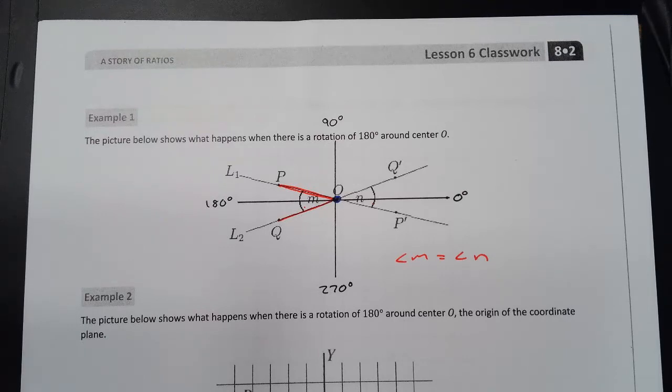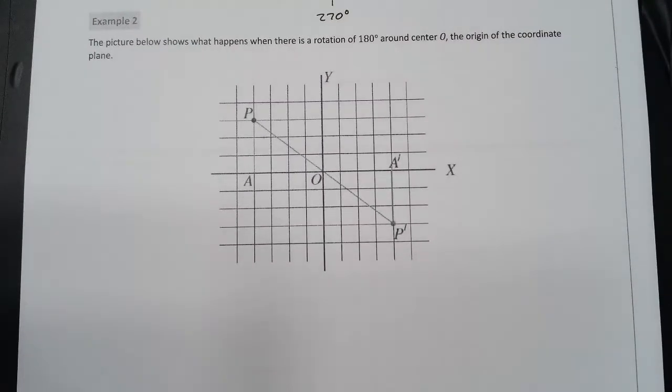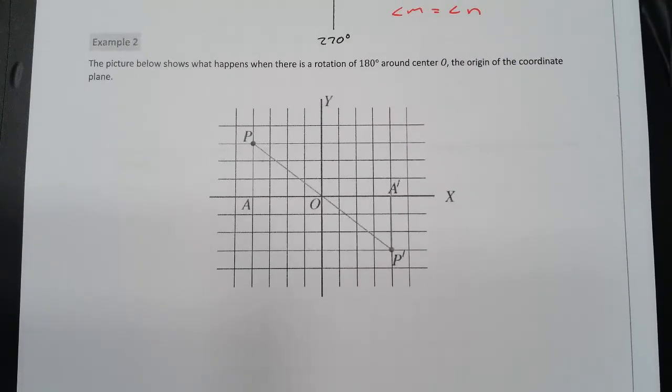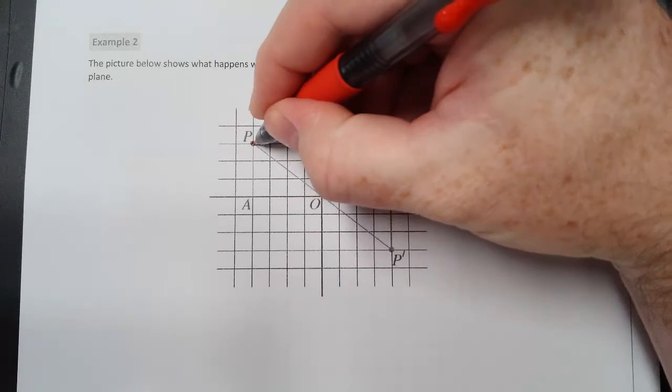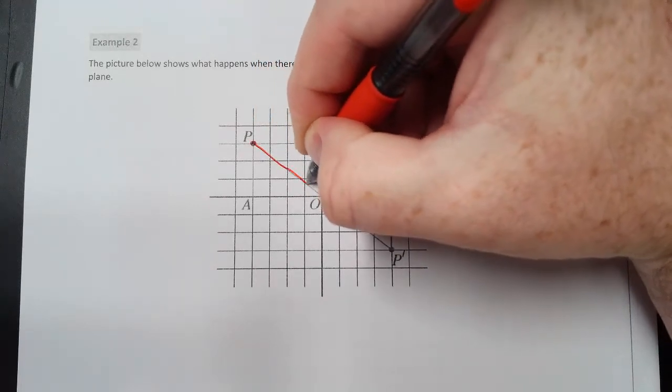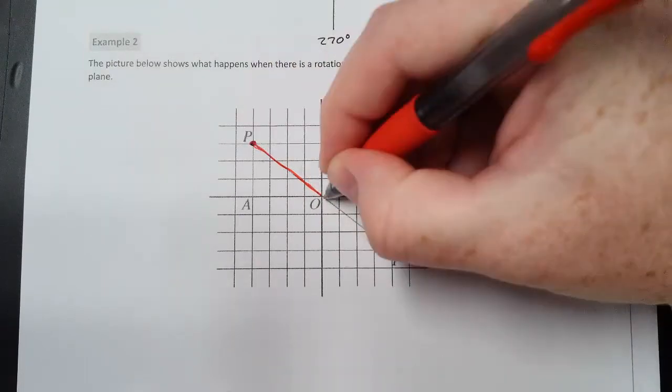If you want to rewatch that, go back in the video, watch it again, just so that you know how to do it yourself. But let's look at example 2. The picture shows what happens when there's a rotation of 180 degrees around center O. So this time, the original is right here, point P. Segment OP is the original.